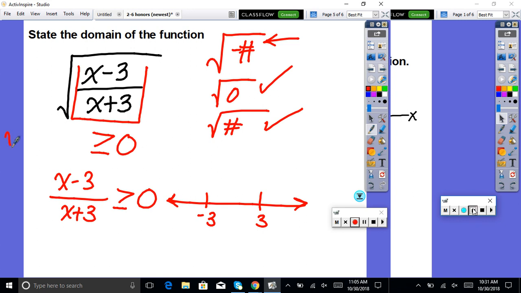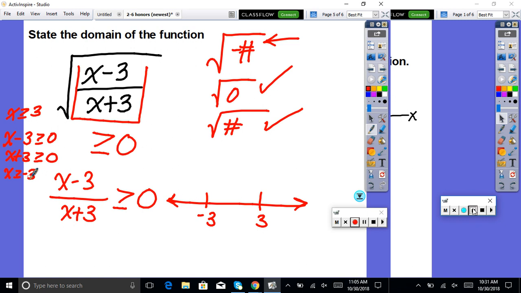Because if you did it separately, you'd say x minus 3 is greater than or equal to 0, true? And then you would have said x plus 3 is greater than or equal to 0. Is that how you would have done it? Then you would have added 3, so x is greater than or equal to 3. Then here you would have subtracted 3, so x is greater than or equal to negative 3. Then you could name it all above 3, so that's not right.